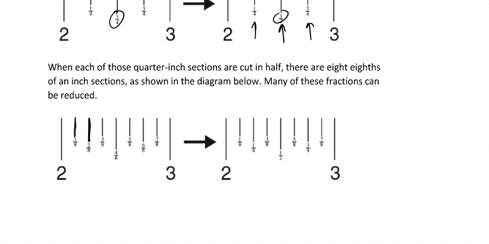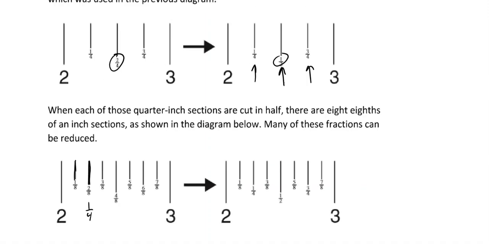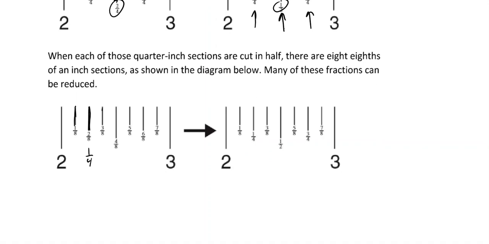That's a quarter, right? That's what it would be on your measuring tape. That would be the same as a quarter, and that's the same as above, right? That was a quarter. Okay, and then 3/8, and then 4/8. What's 4/8 the same as? Half, right? 4 is a half of 8. So that's a half.